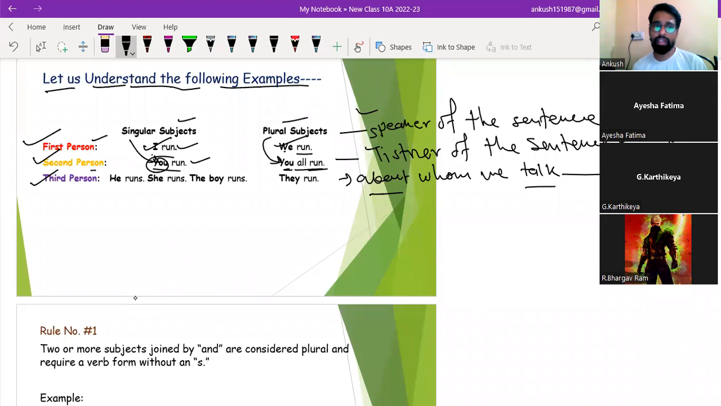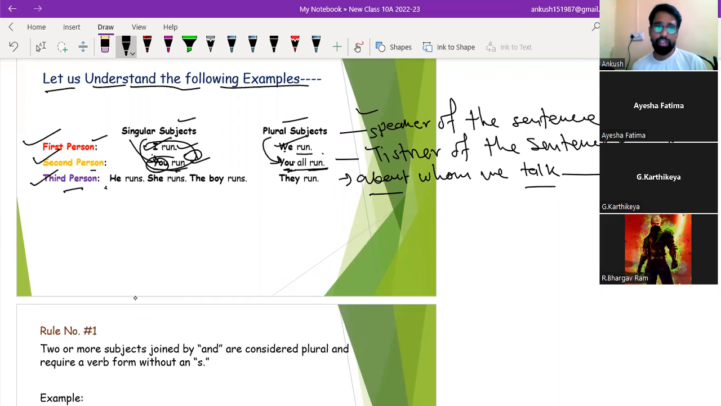Here it is indicating one person, and here this you is indicating more than one person. Understood? But still we use run, here also run. Are you getting my point? About these two, I and you. Understood? Yes. The third person is where we talk about someone else, someone other than the speaker and the listener.